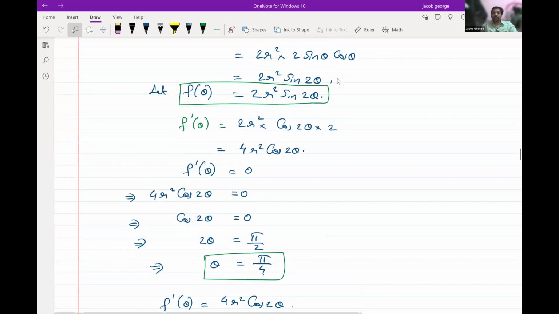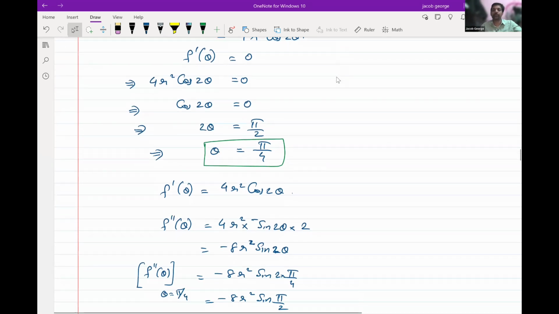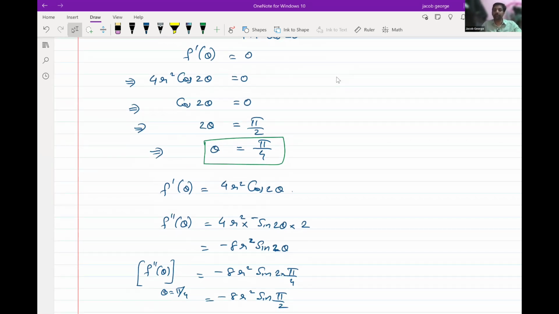Then the second derivative. Did you complete till here? Critical point. Rehan, Fatima, Yusuf, Yunus, Yakub, all of you completed? Then the second derivative. For a maximum, the second derivative has to be negative, right? So for the second derivative, we copy the first derivative. First derivative is 4r square cos 2 theta. From there we find the second derivative, f double dash theta.